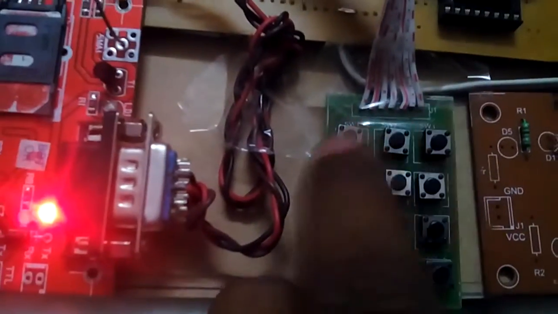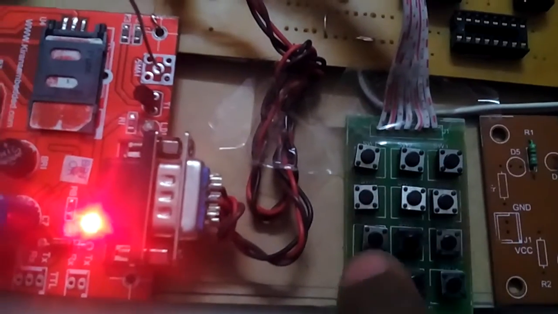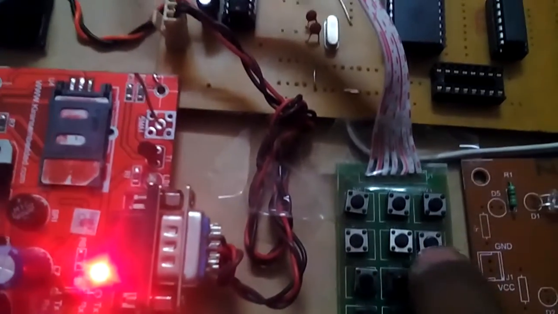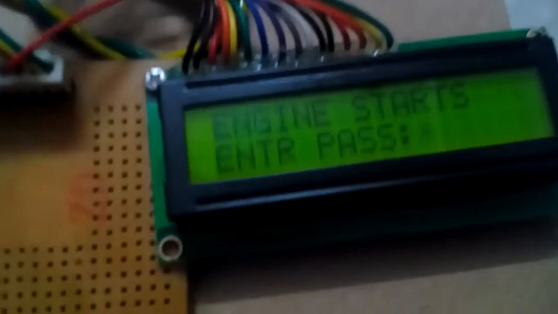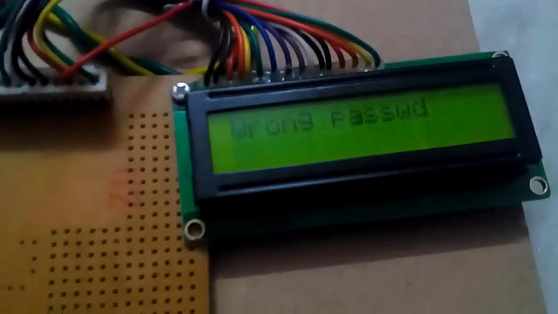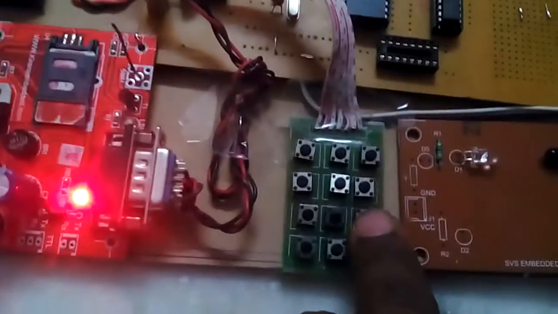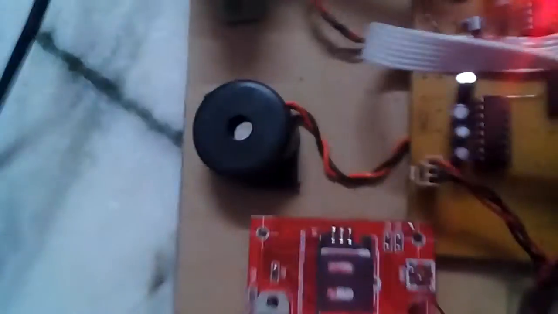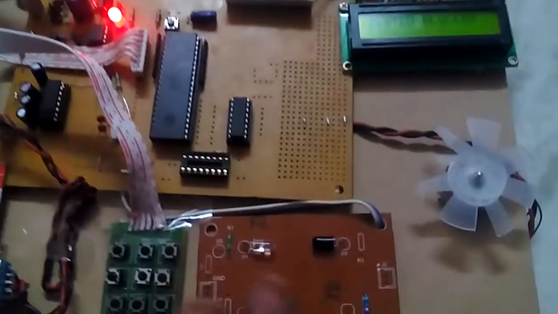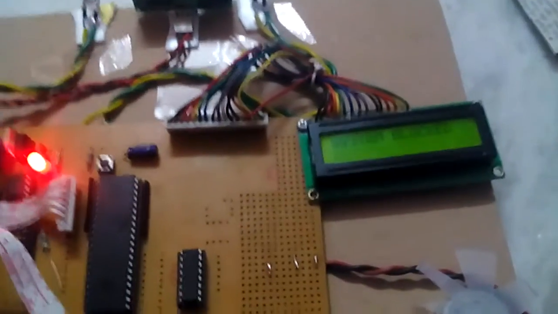If I give a wrong password, what should happen? 5 5 5 5. This is called a telephone keypad: 1 2 3 4 5 6 7 8 9 star 0 hash. If I give 9 9 9 9, wrong password, two times completed. If I give a wrong password, the system will be blocked and the buzzer will be continuously on. Nothing else happens: the motor is not on and the light is not on. So I need to restart this.